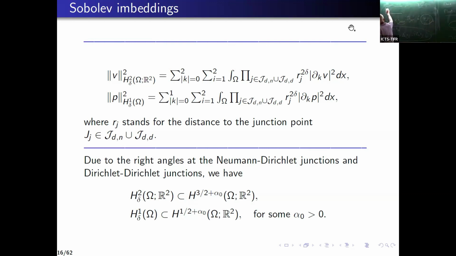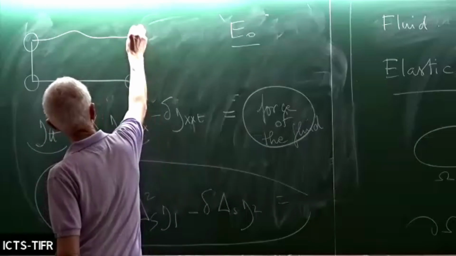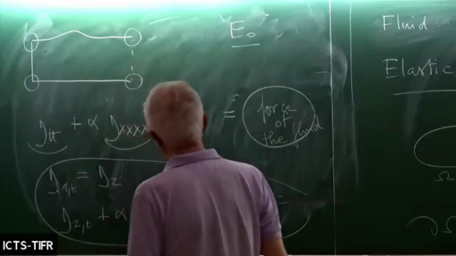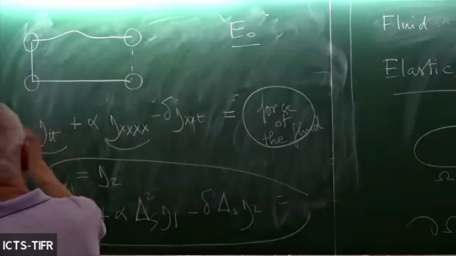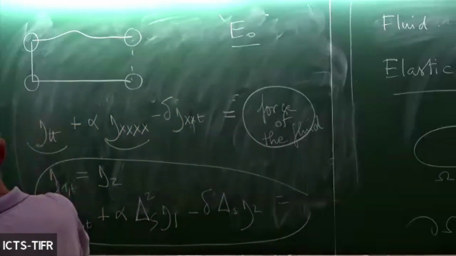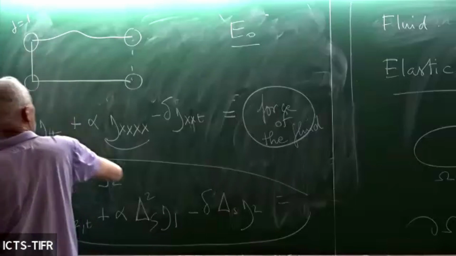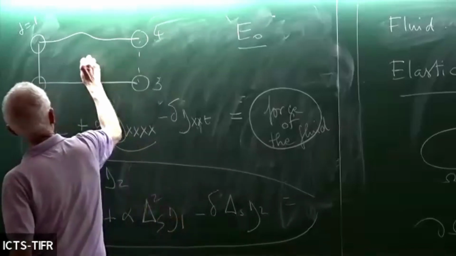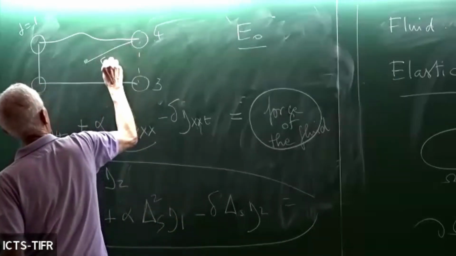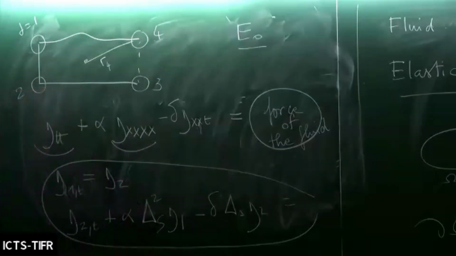R_j is the distance. In that particular situation, where is the difficulty? The difficulties are here at the corners and at the junctions, for the junction between Neumann and Dirichlet conditions. So I have j equal to 1, 2, 3, and 4 corners. R4 is this distance, and so on. And so I have to introduce some weight.